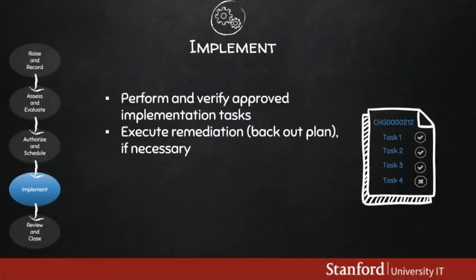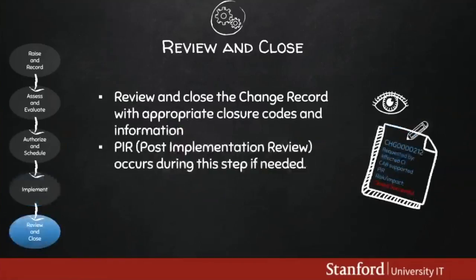And after that, you can go through and actually implement the change. You're going to perform and verify that all of those approved implementation tasks have been completed. And then if you need to back out the change request, this is the step where you would do it and execute the remediation plan that you've included in the record, if necessary.